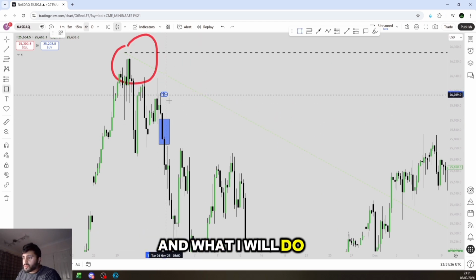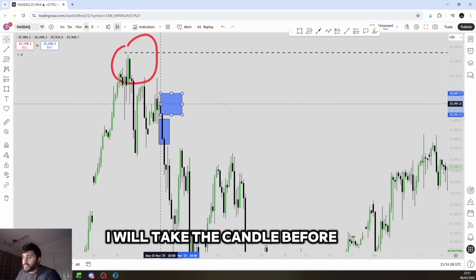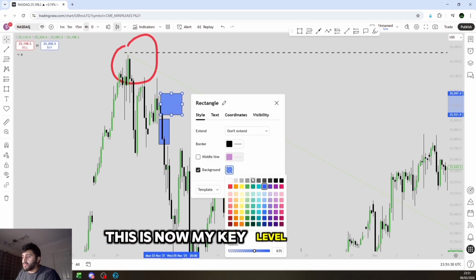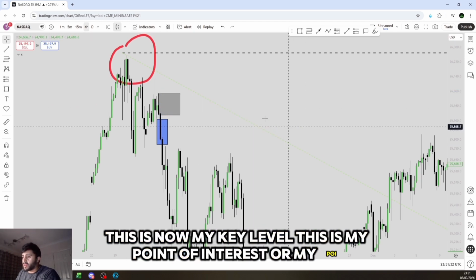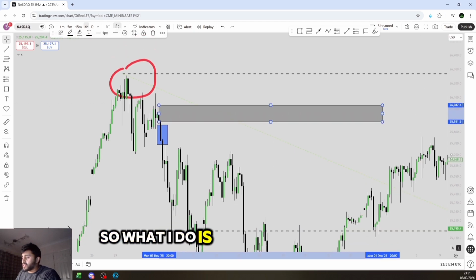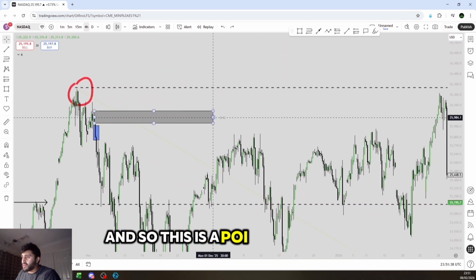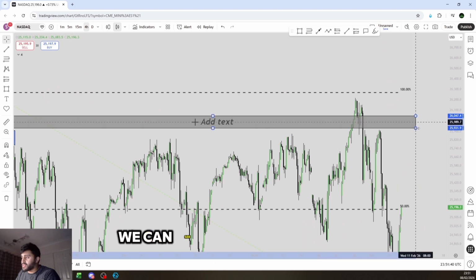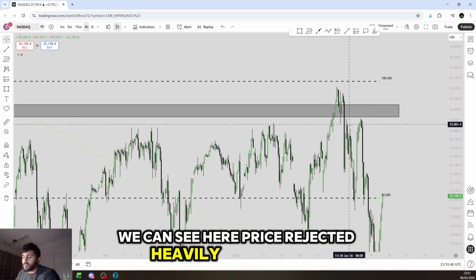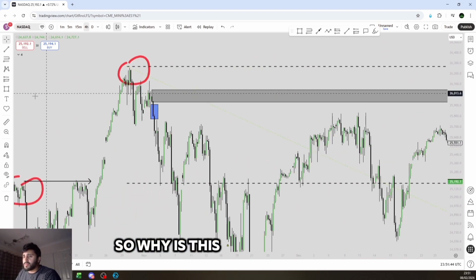And what I will do is I will take the candle before the fair value gap. This is now my key level. This is my point of interest, or my POI. So what I do is I just drag this zone over to the right. And so this is a POI for 2 simple reasons, right? We can see here price rejected heavily off this area. So why is this a POI for me, right?